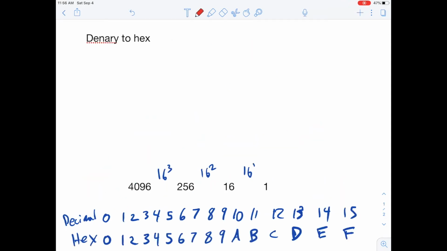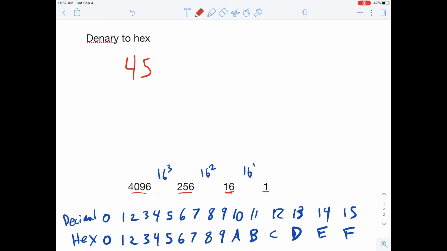Okay, let's try a denary to hex conversion. So we'll try the number 45. One way to do it is to look at the different place values of the hex. So 256 does not go into 45. 16 does go into 45 2 times.